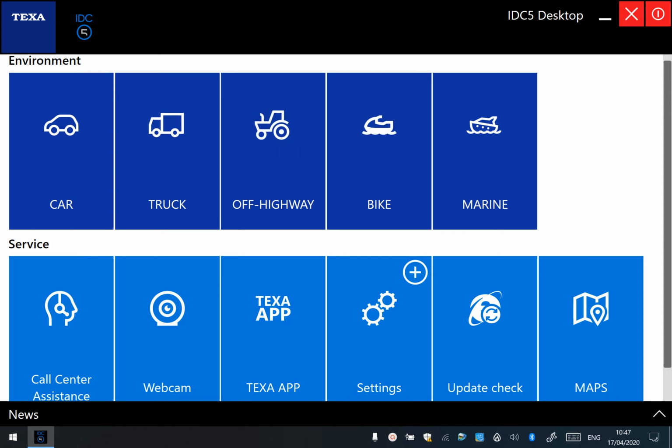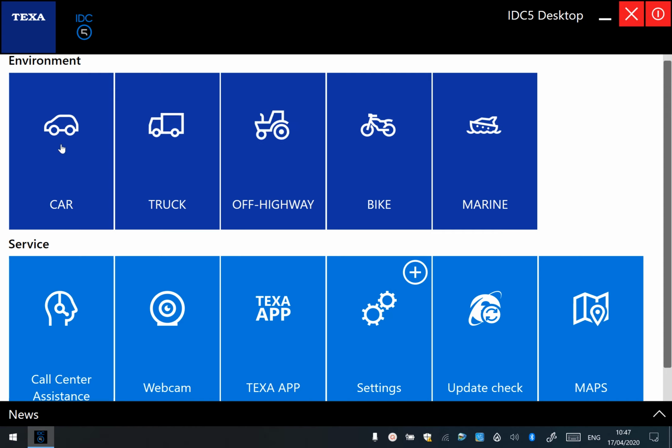As you can see, this is our main screen. Like I mentioned in the email before, we operate in all five environments. So we've got car, truck, off-highway, bike or motorbike, and marine. I won't go into the other ones because they are quite in depth, but I can certainly do some other videos at a later stage to show those for the other guys.